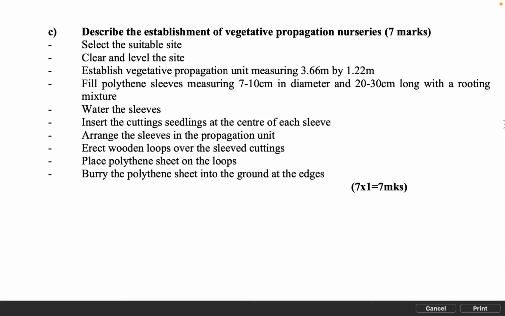C. Describe the establishment of vegetative propagation nurseries. 7 marks. Select the suitable site. Clear and level the site. Establish vegetative propagation unit measuring 3.66 meters by 1.22 meters. Fill polythene sleeves measuring 7 to 10 centimeters in diameter and 20 to 30 centimeters long with a rooting mixture. Water the sleeves. Insert the cutting seedlings at the center of each sleeve. Arrange the sleeves in the propagation unit. Erect wooden loops over the sleeved cuttings. Place polythene sheet on the loops. Bury the polythene sheet into the ground at the edges.